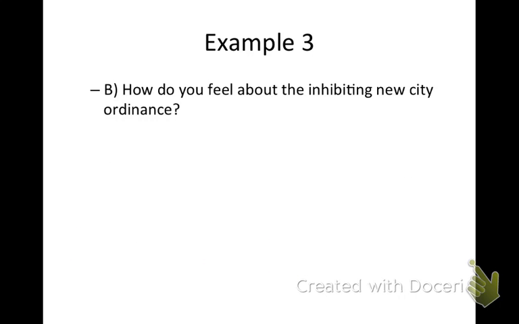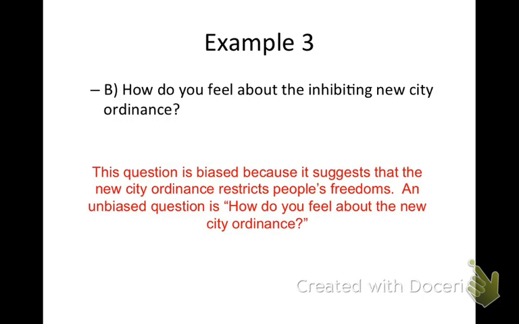Let's try another. How do you feel about the inhibiting new city ordinance? Yep, it's biased. It suggests that the new city ordinance restricts people's freedoms because they use the word inhibiting. An unbiased question is, how do you feel about the new city ordinance? Can you tell a difference?